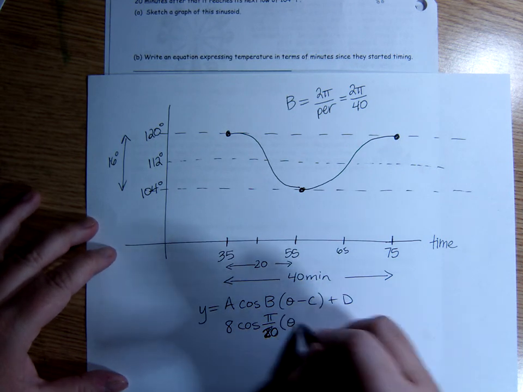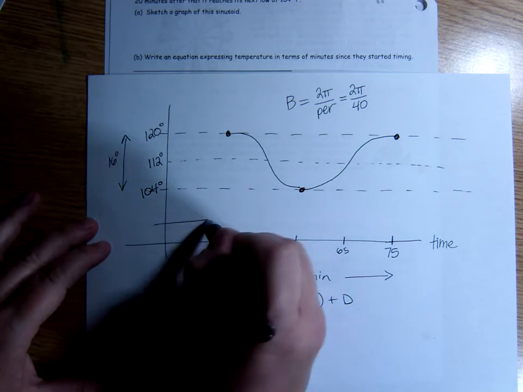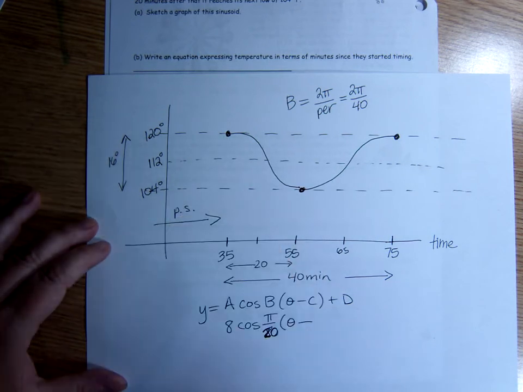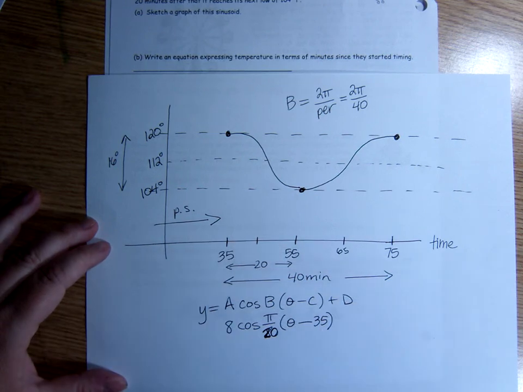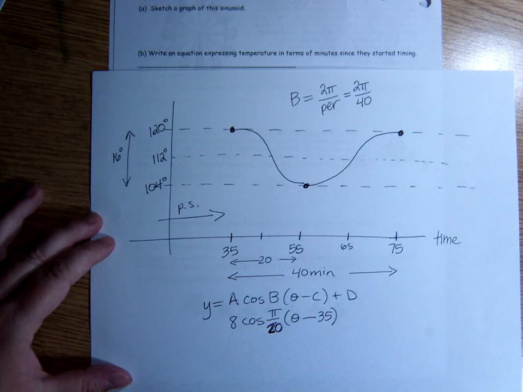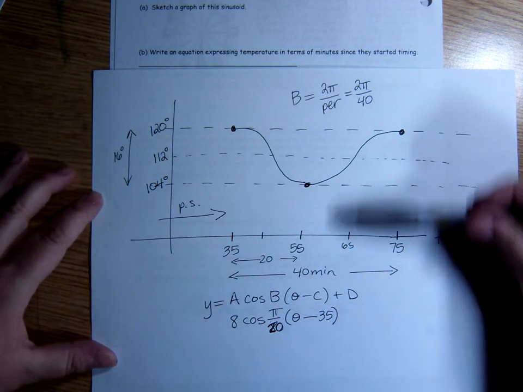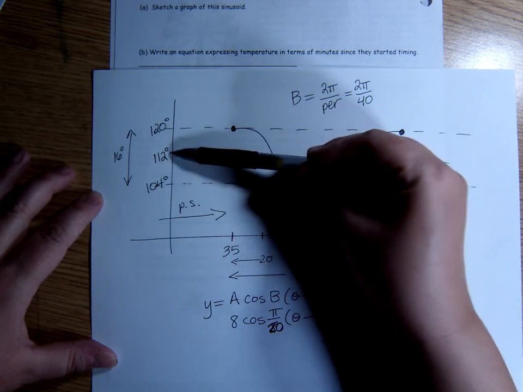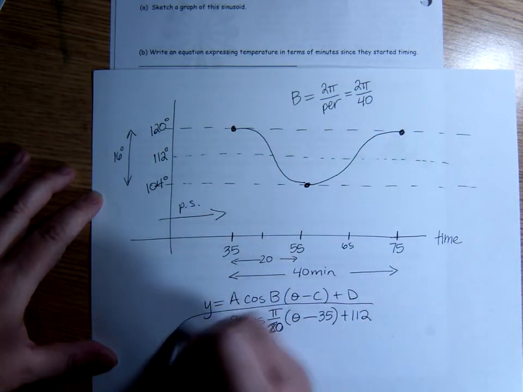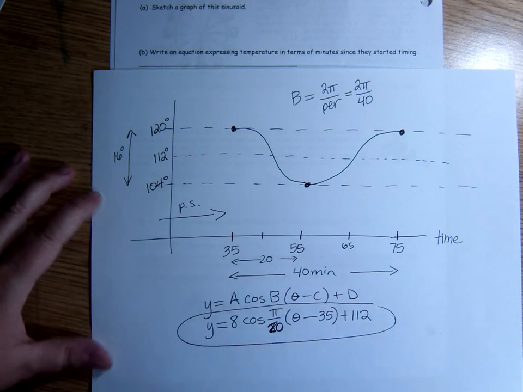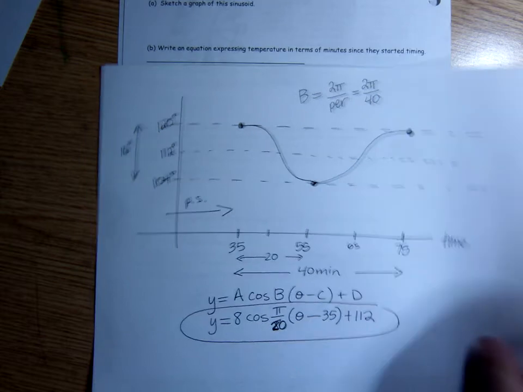Next, my phase shift. Well, we started here at 35 minutes, so that's my phase shift. So 35 minutes to the right means minus 35. If it had been to the left, I would say plus. And finally, my vertical shift takes it up to the middle line. It's how far it moves it up the middle. So up 112 degrees or plus 112. So here's my equation. I'm going to pop a y equals on there. And that's what goes in the calculator. Let me write my equation.